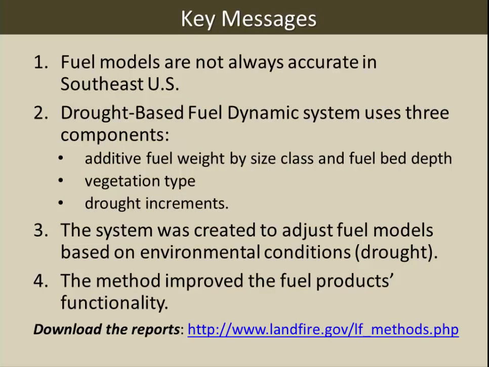In closing, the key messages are: first, fuel models are not always accurate in the Southeast United States in a static fuel model system. Second, the drought-based fuel dynamic system has 3 components: additive fuel weight by size class and fuel bed depth, vegetation type, which influences fuel model transitions, and drought increments, which are applied to the transitions.